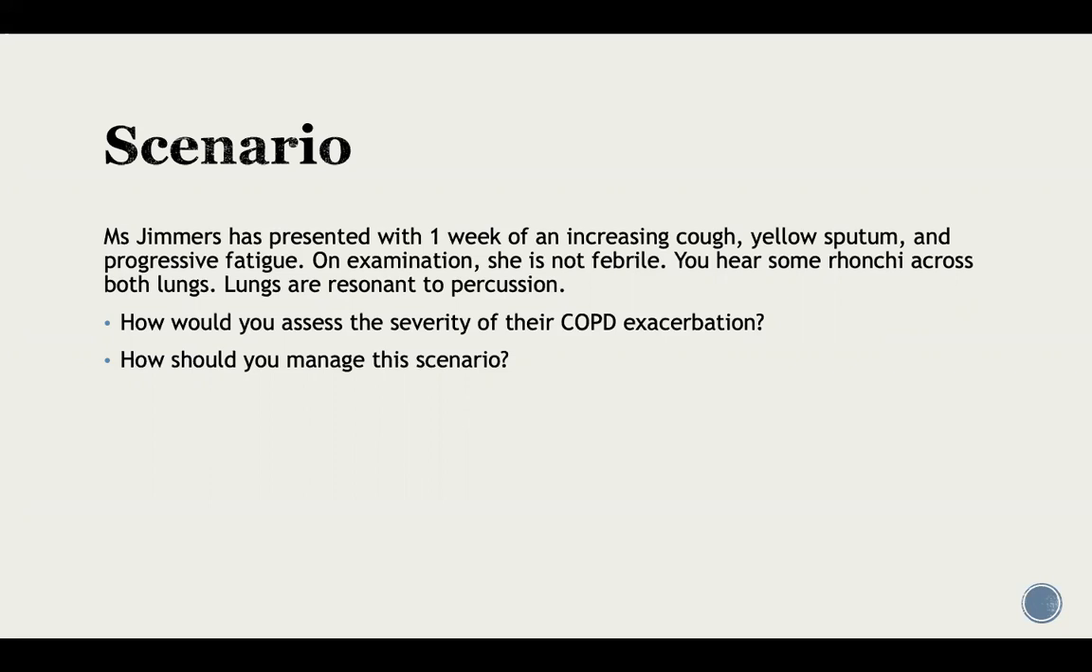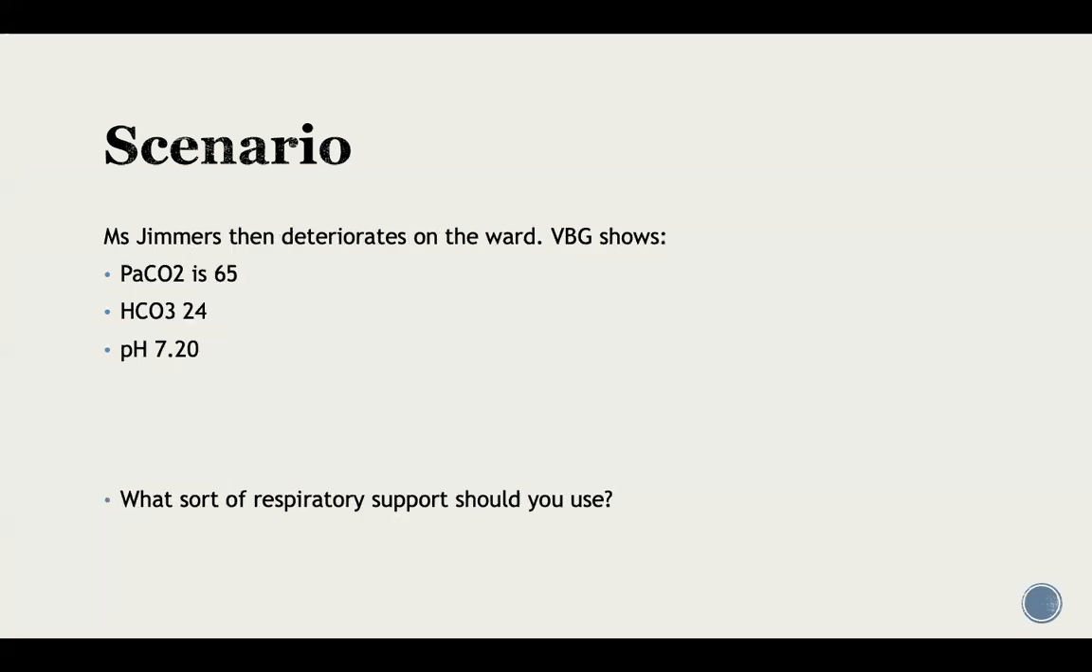So at the bottom of the PowerPoint, there's a small write-up on what you should do. And then if they deteriorate on the ward, you take their VBG, and what does this show? What sort of respiratory failure is this? Type 1 or type 2? Yeah, I saw someone say type 2.